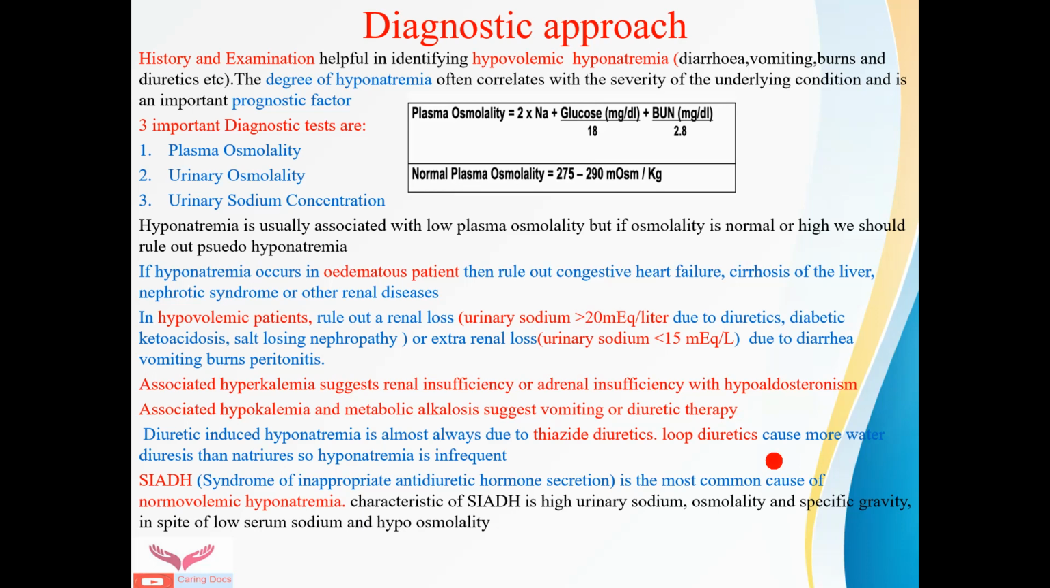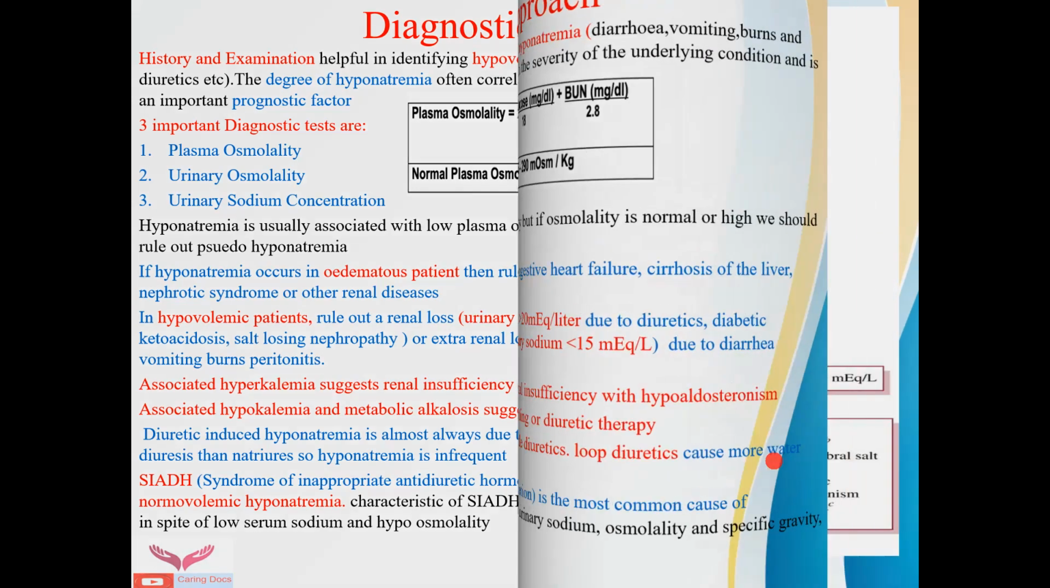So the hyponatremia which we are discussing is a true hyponatremia. It is associated with low plasma osmolality, but if the osmolality is normal or high, it is not true hyponatremia, it is a pseudo hyponatremia. If hyponatremia occurs in the edematous patient, we have to rule out congestive heart failure, cirrhosis of the liver, nephrotic syndrome, and other renal diseases. And in hypovolemic patient, rule out renal losses, extra renal losses. I have discussed all these things in my previous slide.